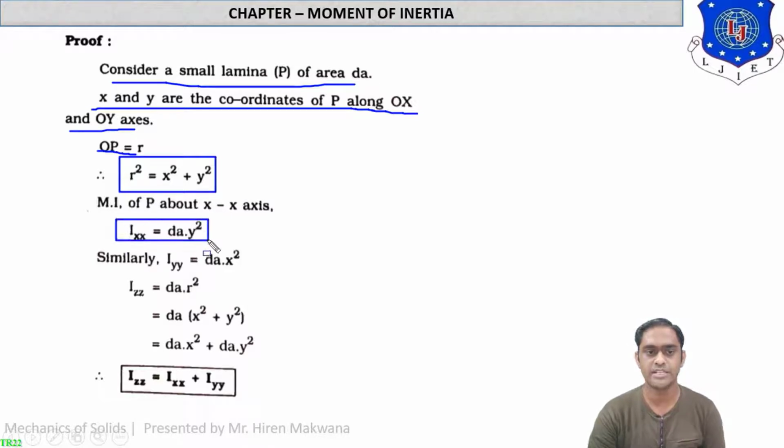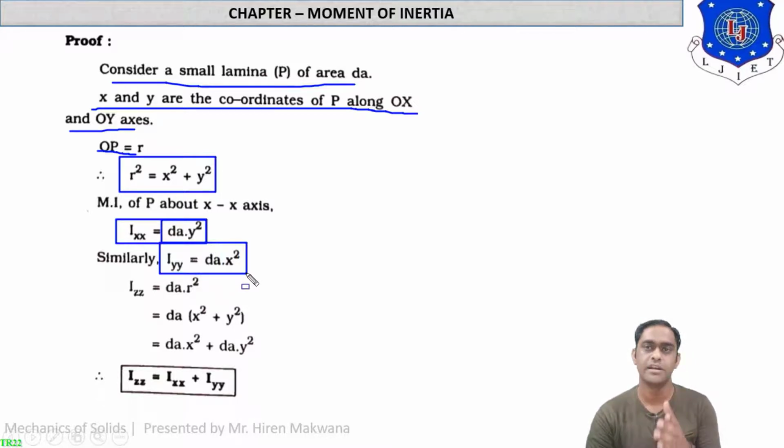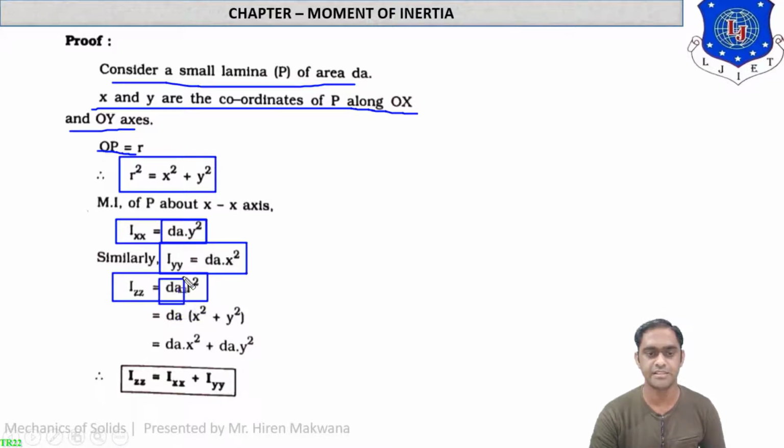Now, Ixx, what is Ixx? According to the definition, it is the moment of inertia about the x-axis, which gives area into square of the distance. So, area will be dA and square of the distance means y square. Similarly, Iyy equal to dA into x square, because the distance of this area dA from the y-axis will be x, and Izz equal to dA into r square, means area dA and distance will be r. So these three formulas, Ixx, Iyy and Izz, are as per the definitions.